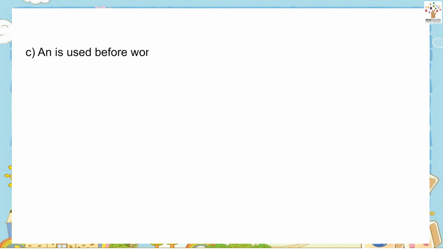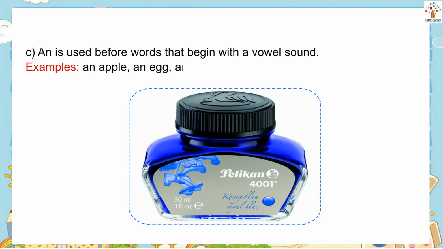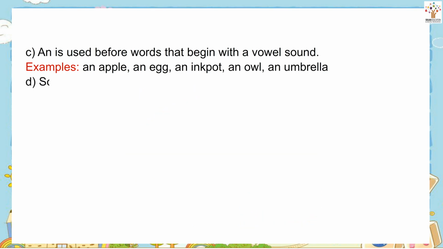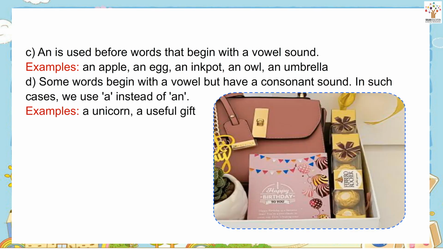An is used before words that begin with a vowel sound. Examples: an apple, an egg, an inkpot, an owl, an umbrella. Some words begin with a vowel but have a consonant sound. In such cases, we use a instead of an. Examples: a unicorn, a useful gift.